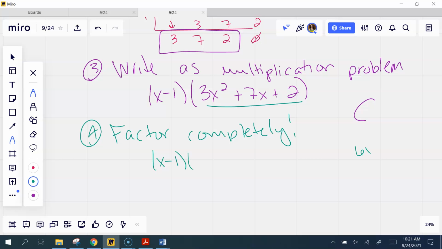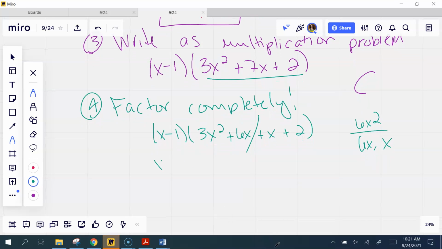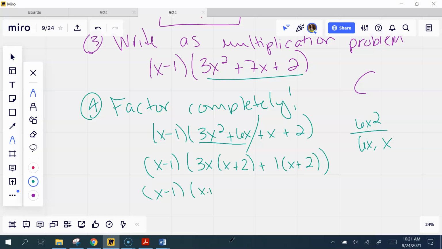What multiplies to 6x squared but adds to 7x? 6 and 1. I can't use the shortcut here. Why? There's a leading coefficient. That's exactly right. I can take a 3x out of the first two and a 1 out of the second two, which leaves me with x plus 2.